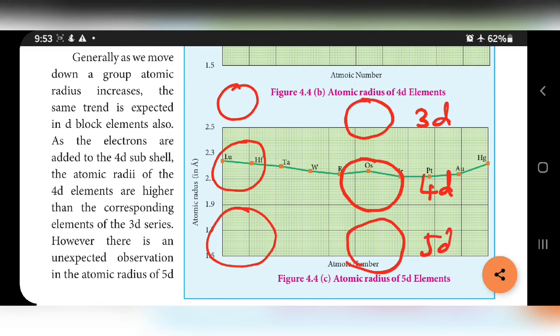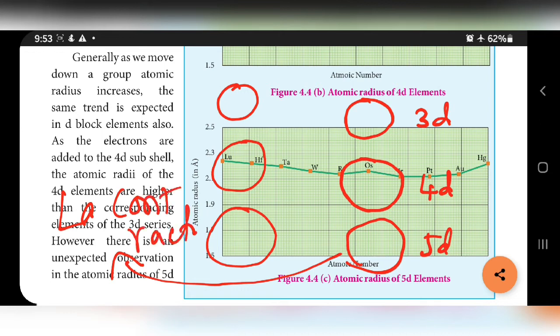Both 4d and 5d have nearly the same size, because of lanthanide contraction. Lanthanide contraction is the reason for this abnormal behavior.